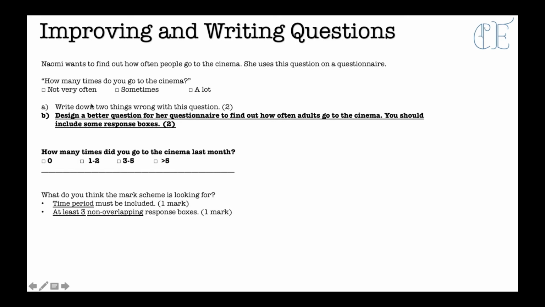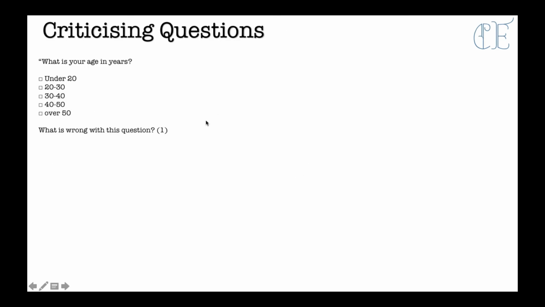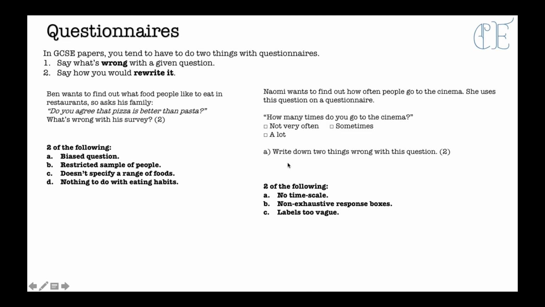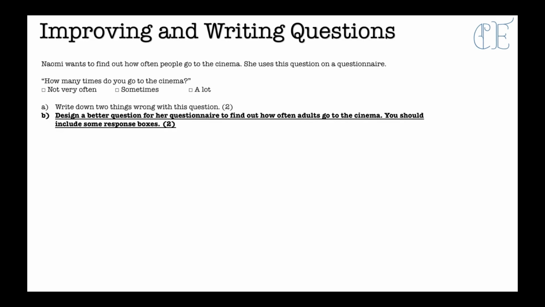So obviously we've already written down the 2 things wrong with her question. Sorry, here. Where did we write it? Just here. So we've written down the few things that are wrong with her question: no timescale, non-exhaustive response boxes, and very vague labels. So if we go back to this question now.